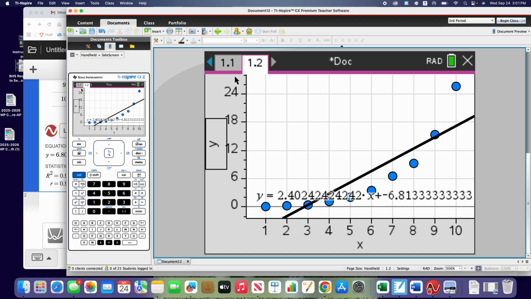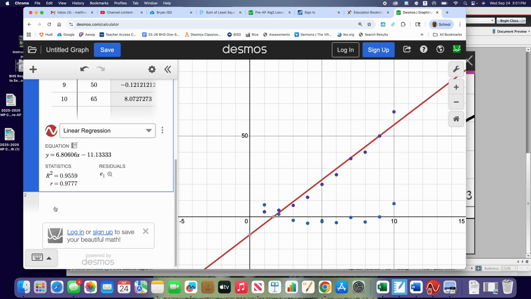And there is my model. Now, by the way, that doesn't look very good, does it? No. Okay? It looks like it misses a lot of the points. It doesn't look very good. So my model, I'm going to write my model down. It's 2.40x and negative 6.81. All right?